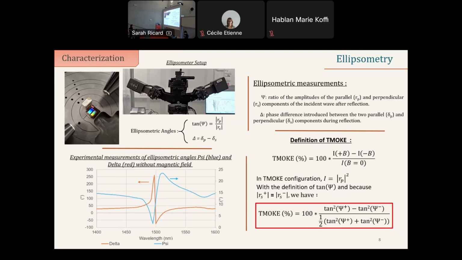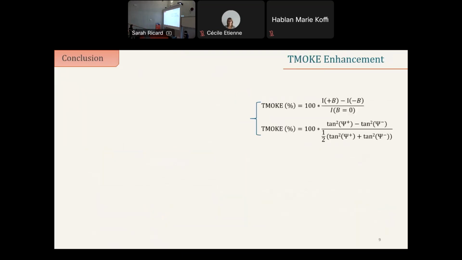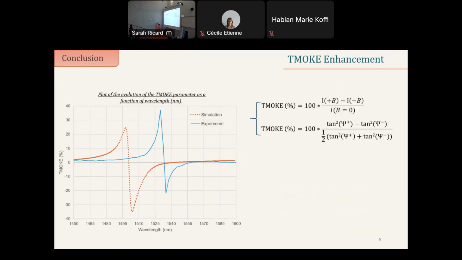So after that, I was able to plot the evolution of TMOC in the same area of interest. We have in orange the simulated one and in blue the experimental one. What is interesting is that the two are really close to each other.